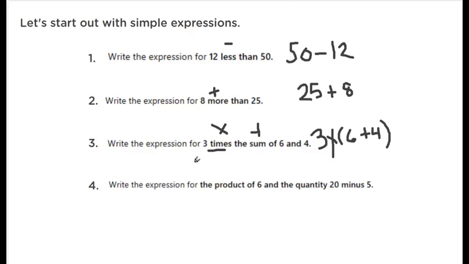And number 4, write the expression for the product. Product means multiply, of 6. And 6 and what? 6 is multiplying something. And the quantity of 20 minus 6. Quantity means group, okay? The total of 20 minus 6. I'm grouping that because then that 6 is going to come along and multiply. And that will give us a product if we decide to solve it. But right now it's just an expression.